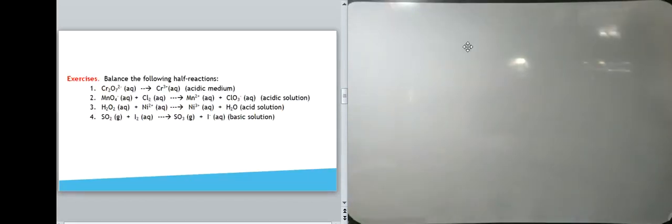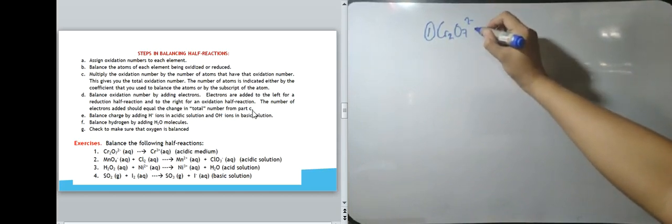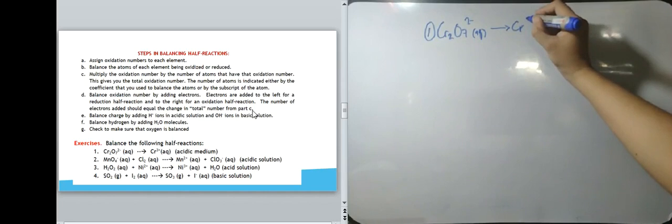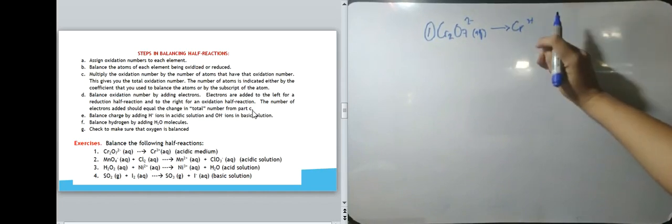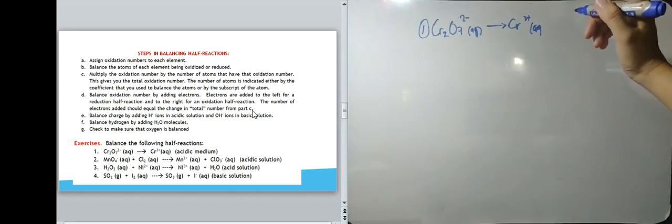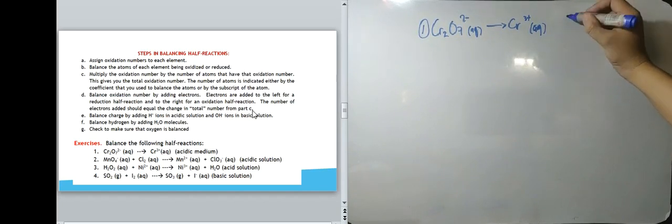Alright, so we have here 4 exercises. Okay, there you go. So we have here Cr2O7 2 negative to Cr3 positive, aqueous. And this is acidic solution.